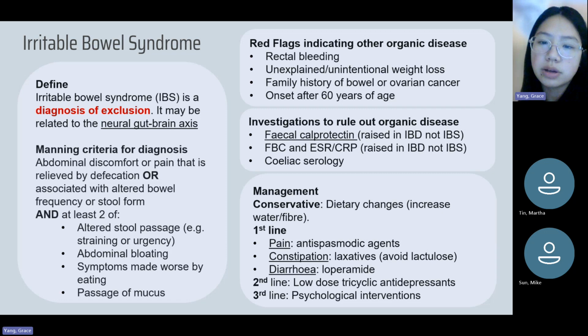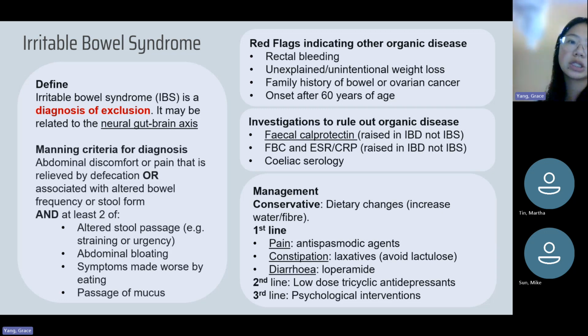So first line, you give them pain relief and something depending on the symptoms. If it's constipation, you give them laxatives, and if it's diarrhea, you give them loperamide. And because they think it might be a neuro gut-brain axis kind of disease, second line, you give them low-dose tricyclic antidepressants. And then third line, psychological interventions.